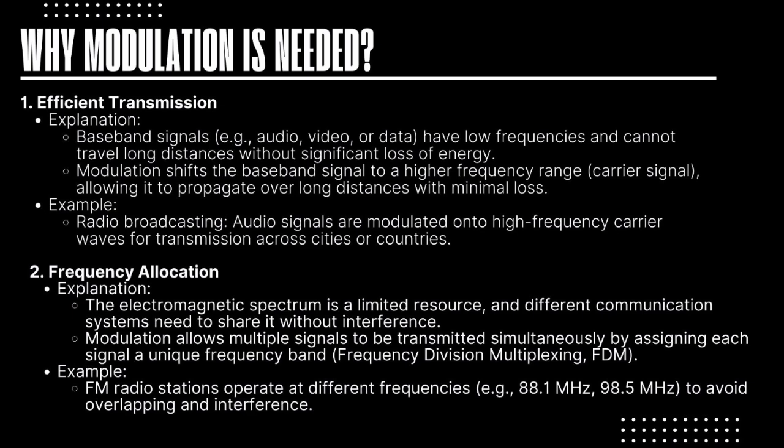Second is frequency allocation. The electromagnetic spectrum is a limited resource. Modulation allows multiple signals to share the same medium by assigning each signal a unique frequency band. This is known as frequency division multiplexing. For instance, FM radio stations operate on different frequencies to avoid interference.